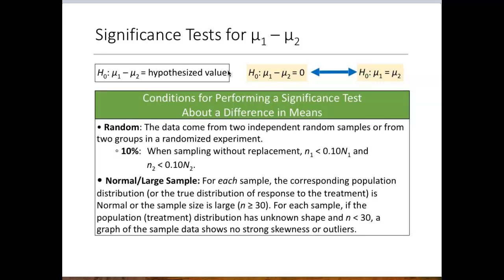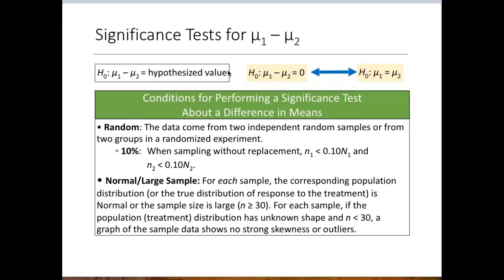Hey, guess what our conditions are? Random, 10%, and large counts. But now we have to check them for two samples, right? Random and 10% have been the same no matter what confidence interval or test we've used. Large count, remember, for a mean is different than large count for a proportion.